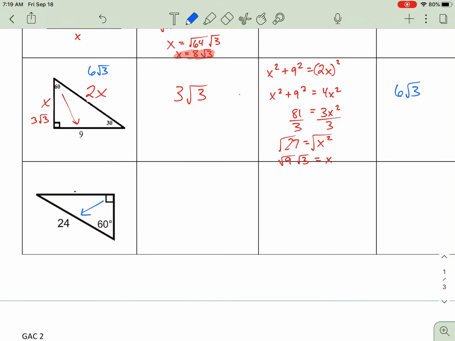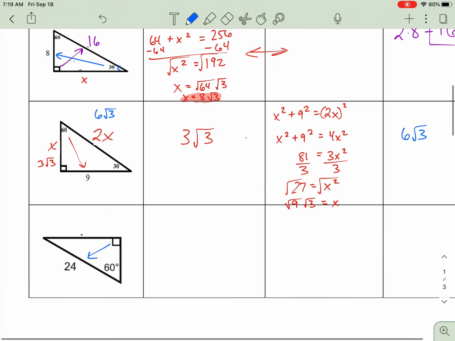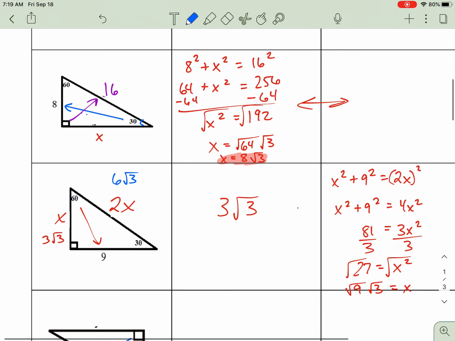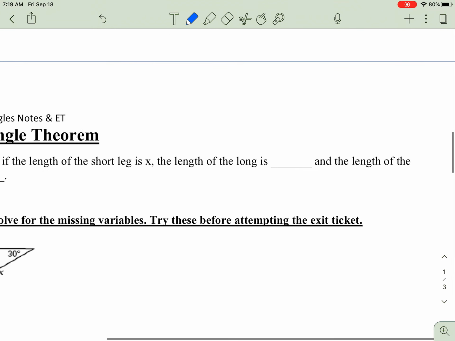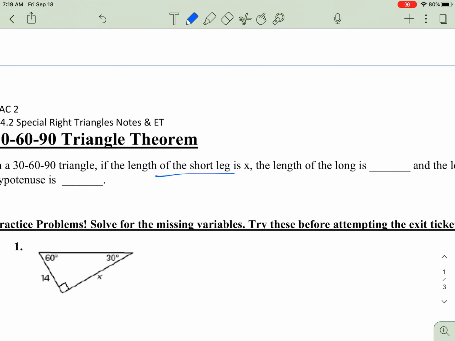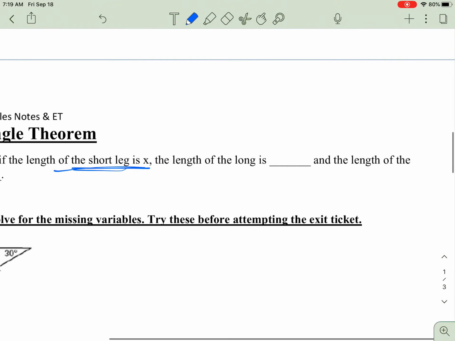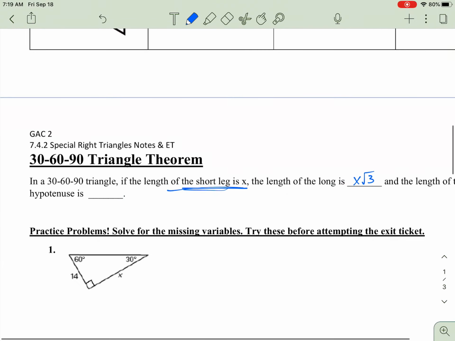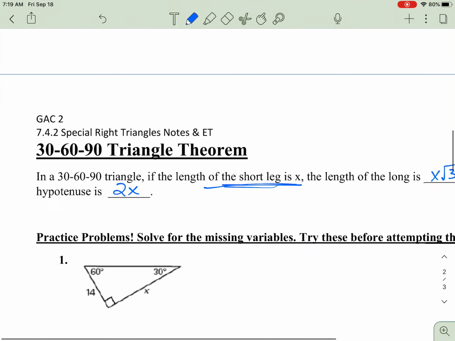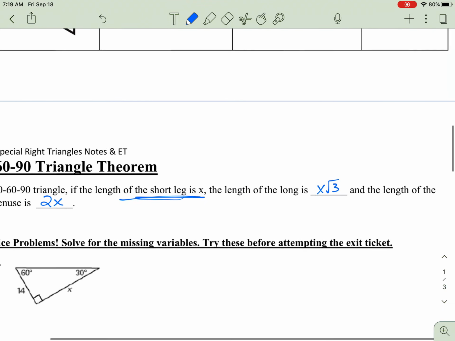Okay, this is across from the right angle. So now, as you can see, as we're moving along, in order to get the small side, it's just x. In order to get the medium side, okay, so where's it at? There's a theorem here. If the length of the short leg is x, the length of the long leg is x radical 3, and the length of the hypotenuse is always 2 times x. So we can figure it out very quickly just based off that information.